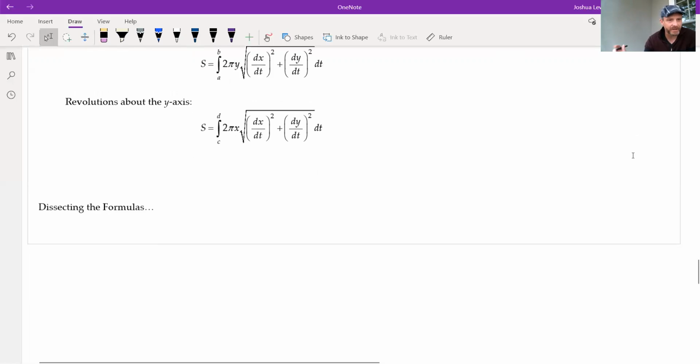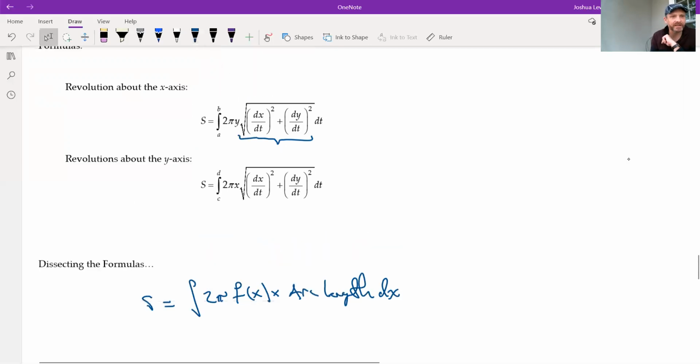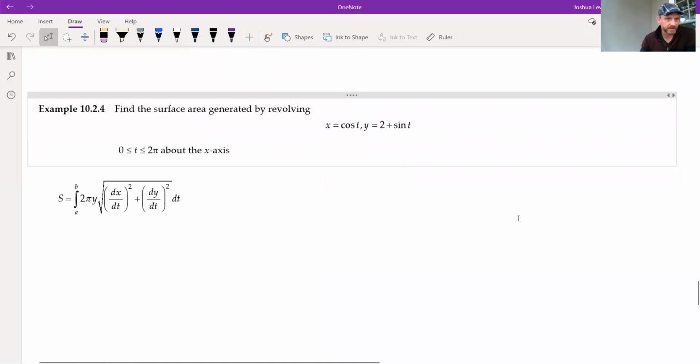Dissecting these, we remember that essentially we had this 2 pi and then times f of x and then times arc length. Well, didn't we show that this is just arc length? So essentially this is the parameterized version of arc length in our previous surface area problem, okay? So it should be pretty straightforward. So let's see how this works.